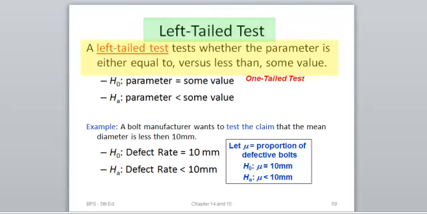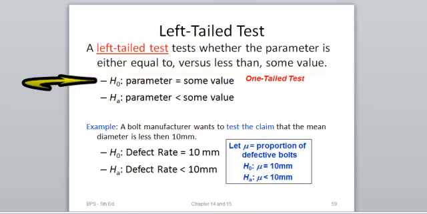Now let's look at the less than, or what we call a left-tailed test. It tests whether the parameter is equal to a value versus less than some value. So in the null hypothesis, you'd have your parameter equaling some value, but the alternative, which is what we have to try to prove, is that we think the parameter is less than some value. So let's look at an example.